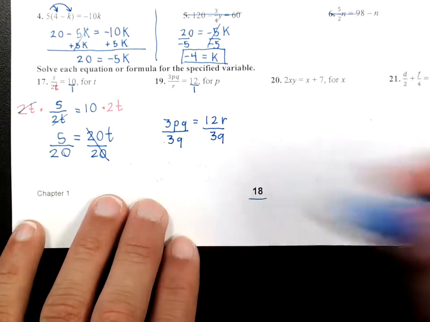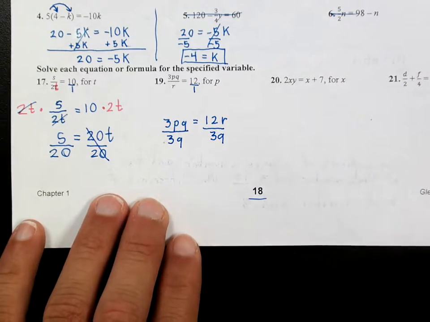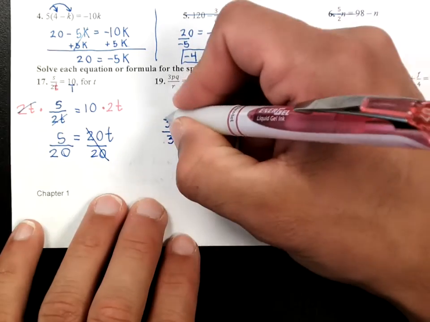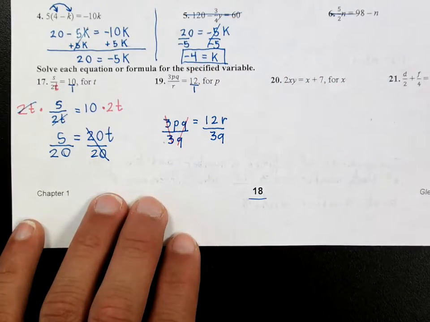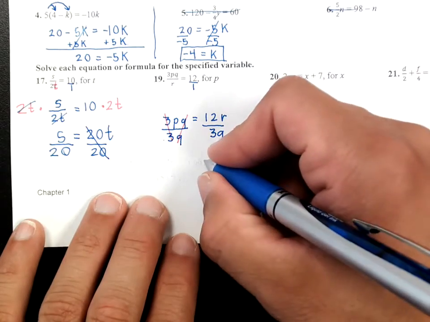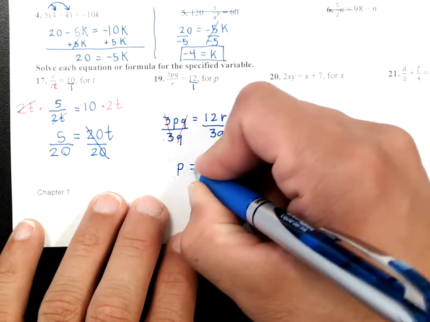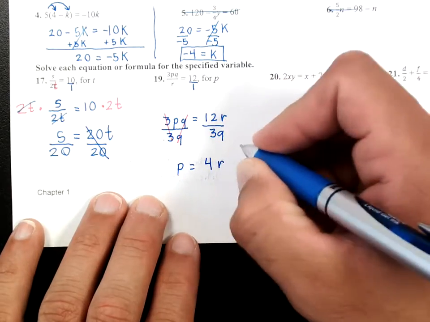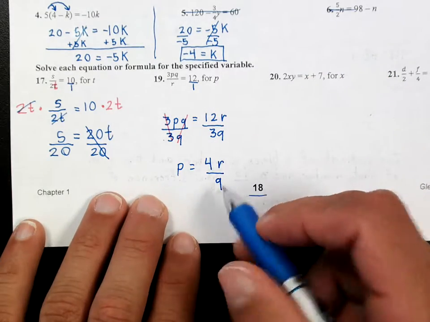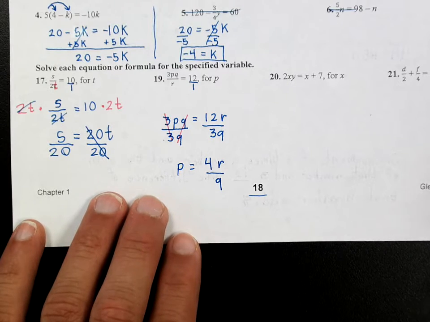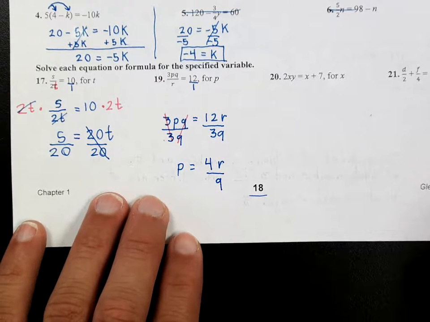If I divide this, I can actually do it at the same time. There's no need for 2 steps. So that 3 is going to cancel here. That q is going to cancel. And then we got 12 divided by 3, which is 4. So p is equal to 4r over q. And then, yeah, this is a q. It looks like a 9 by now. So, sucks, but that's the answer.